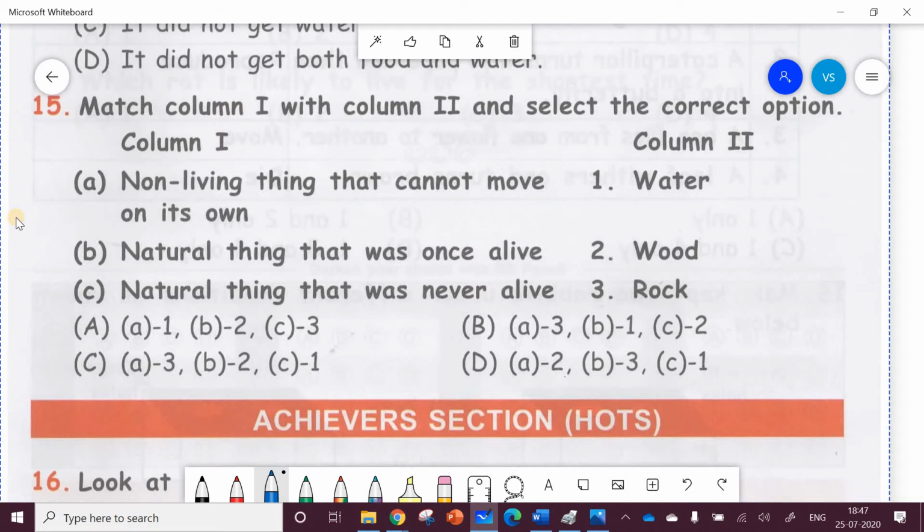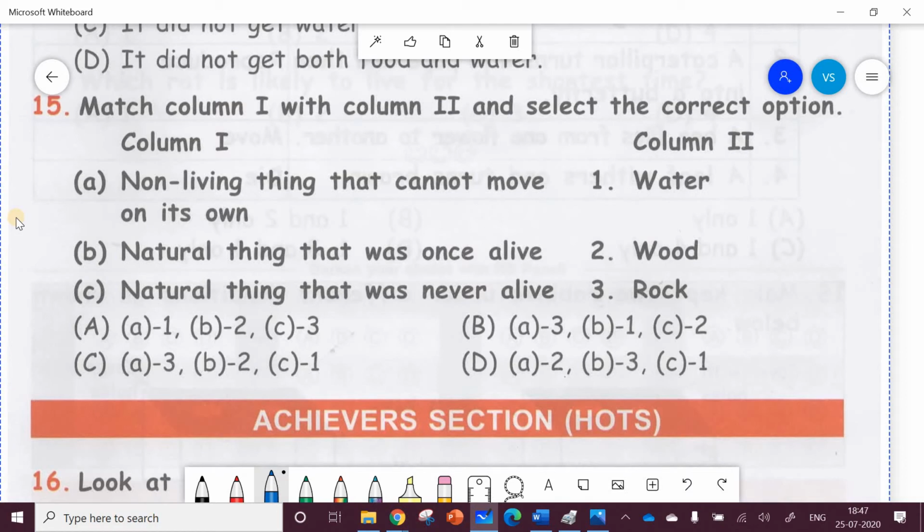Last thing. What is it? Natural thing. You have to read this. Natural things that was never alive. They are saying non-living thing that cannot move on its own. That was correct. And then here they are talking about two natural things.